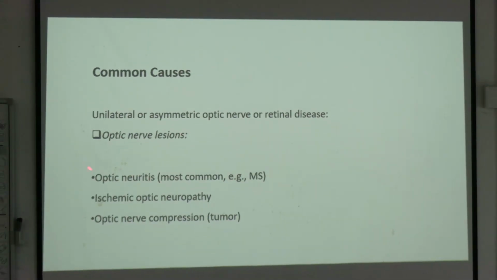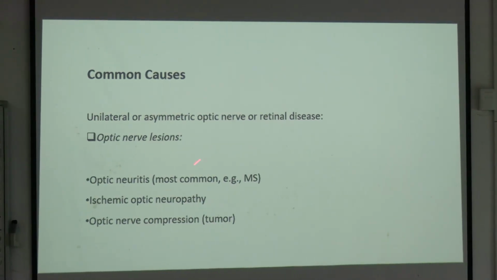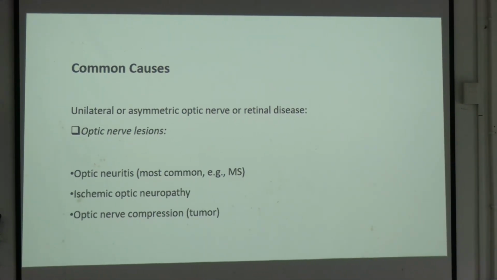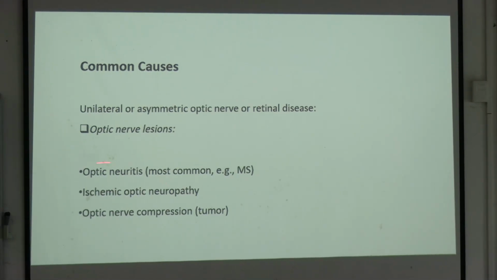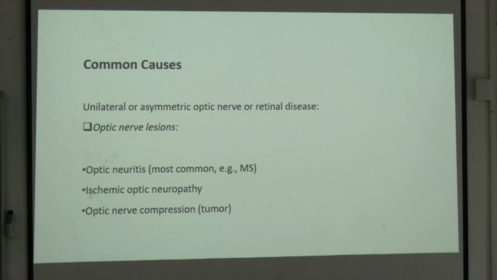Common causes: unilateral or asymmetric optic nerve or retinal disease, optic nerve lesion. Major diagnosis আমি আগে বলে দিয়েছি, optic neuritis. It frequently happens in multiple sclerosis. You don't know what multiple sclerosis is, gradually you will know. Also ischemic optic neuropathy and optic nerve compression due to a tumor or space occupying lesion.